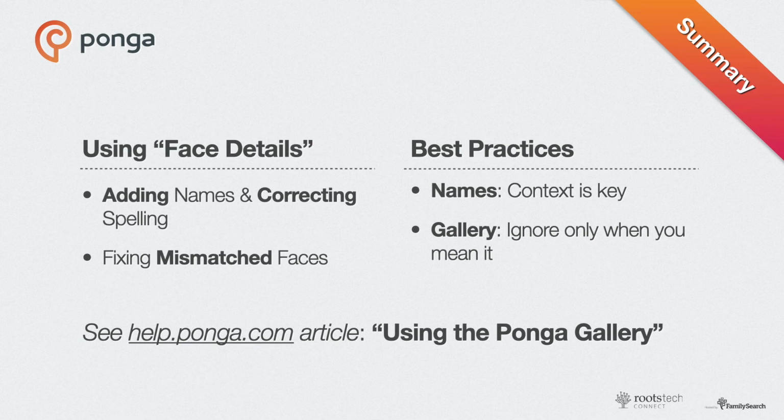So to wrap up, I started this tip with a review of how to use the face details page to make two kinds of corrections to face naming problems: correcting a name and fixing mismatched names. I also walked through some best practices for names themselves and applying those names in the gallery, specifically when to use the add name, skip, and ignore buttons.